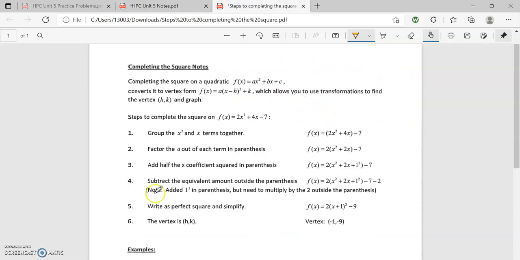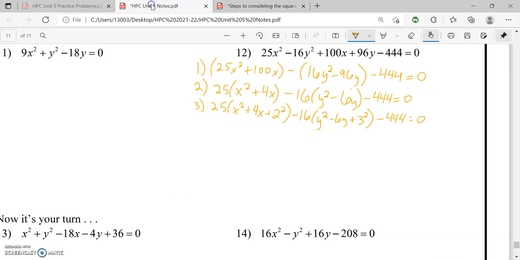Now, step 4, we go back and we subtract that same equivalent amount on the outside of the parentheses. Okay, so that means in step 4, that is 25. What I'm going to do is add it clear over here at the end of our equation. So I'm just going to keep writing.